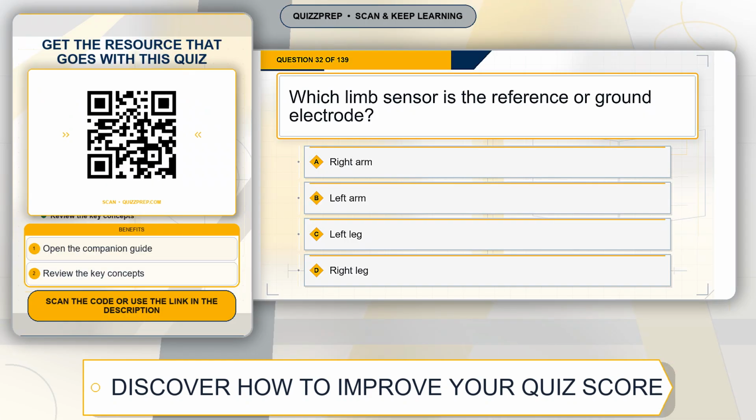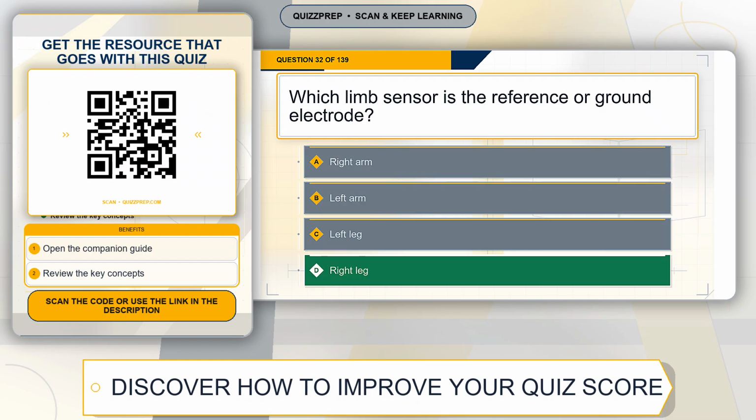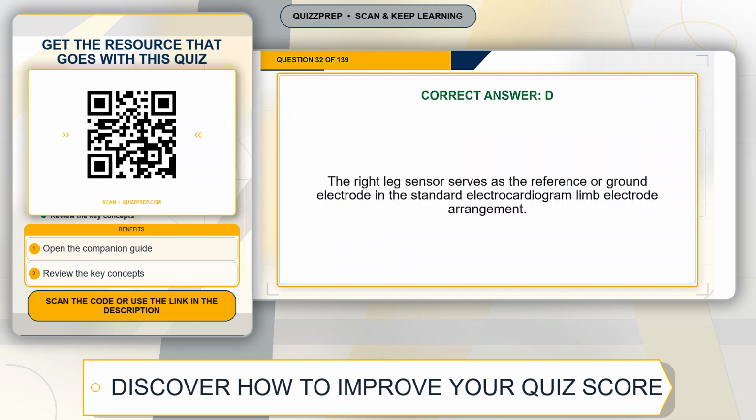Question 32. Which limb sensor is the reference or ground electrode? Option A, right arm. Option B, left arm. Option C, left leg. Option D, right leg. The correct answer is option D, right leg. Explanation. The right leg sensor serves as the reference or ground electrode in the standard electrocardiogram limb electrode arrangement.